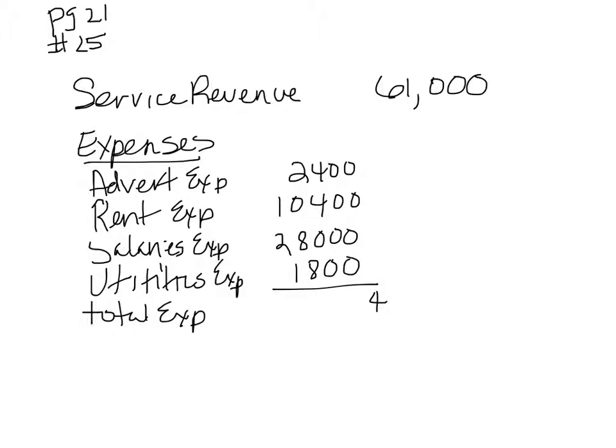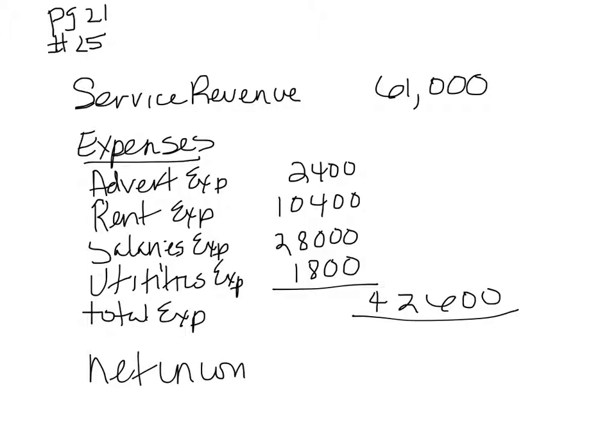Okay, 42,600. So remember, revenue minus expenses gives me net income. So if I take the 42,600 from the 61,000, I end up with net income of $18,400. And that is how you learn how to do an income statement. So let's see what else we have. It looks like I've got a bunch of extra pages. Not sure why.